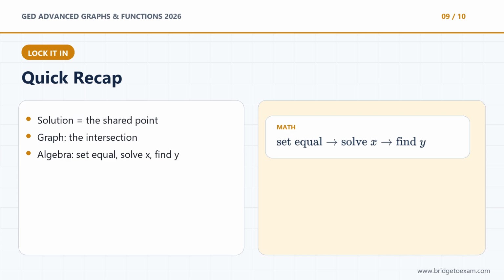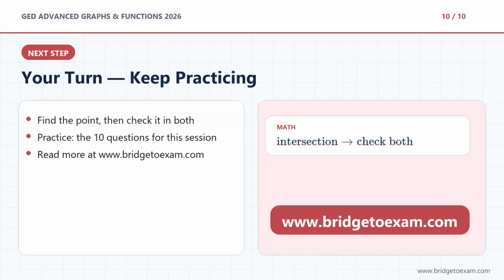Systems solved. Great work today. You can now solve a system by graphing and by algebra. Your mastery check is the 10 practice questions for this session. For each one, find the intersection, then check your point in both equations.